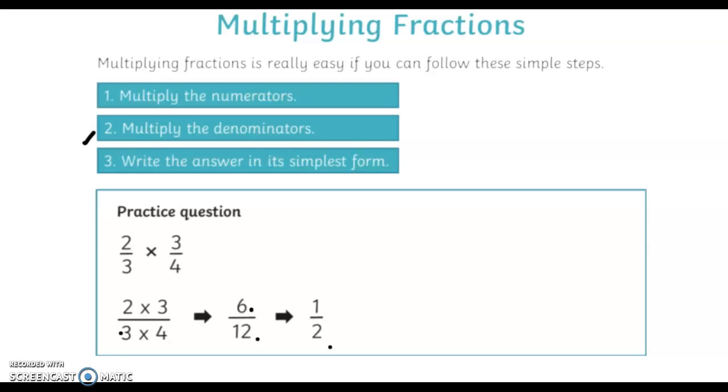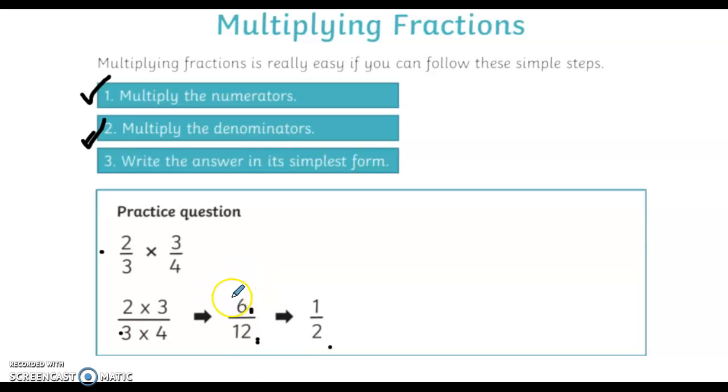Let's look at an example. We've got our steps to success here to follow. So here we have 2/3 times 3/4. Let's follow our steps to success, and the first thing we need to do is multiply the numerators. So we'd write 2 multiplied by 3, 2 lots of 3, which is 6. So here I would write 6 as my numerator. Next thing I need to do is multiply the denominators. The denominators of each fraction are 3 times 4. So 3 lots of 4 is 12.